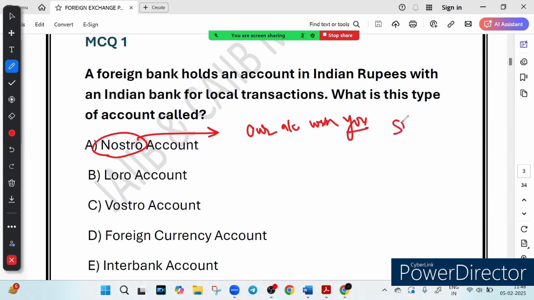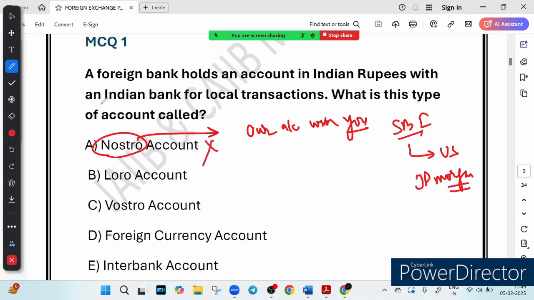For example, SBI wants to do transactions in the US, right? So it opens an account with JP Morgan in the USA, holding US dollars. SBI calls this a Nostro account because it means our account with you, that is JP Morgan. This is incorrect because in the question a foreign bank is holding an account in India, not the other way around. So this is wrong.